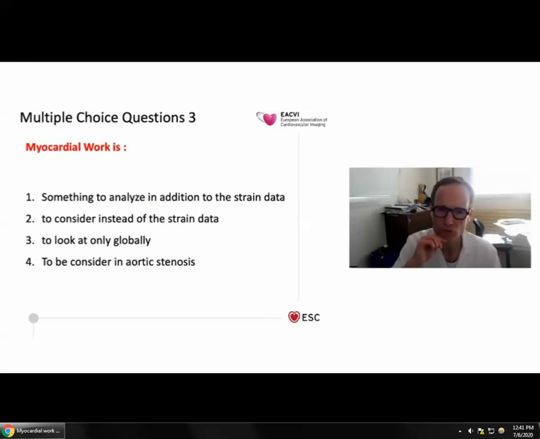So to make sure that you understood the importance of integrating myocardial work in your daily clinical practice, I have two questions for you. The first one is, is myocardial work something to analyze in addition to strain data, or something to consider instead of strain data? Do you think that myocardial work is to look at only globally? Do you think that we have to consider myocardial work when we have an aortic valve stenosis? And then I think you can vote.